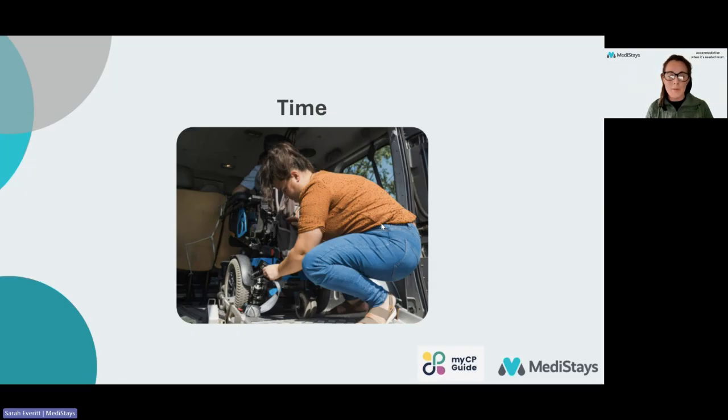And oftentimes we find at MediStays that the person providing the care will take on this role of finding the right accommodation, organising the travel, figuring out where to park the car, advocating on behalf of the patient at the appointments and so on. And it really takes a lot of extra time at each point to find that accommodation, to know how that travel will be undertaken, just because of the additional considerations for CP.